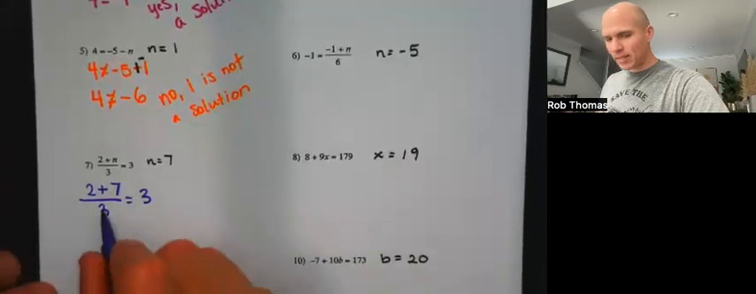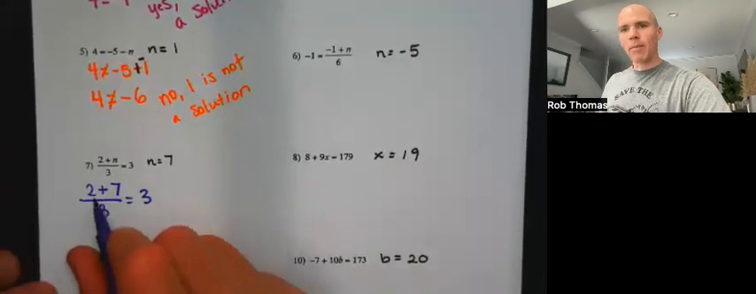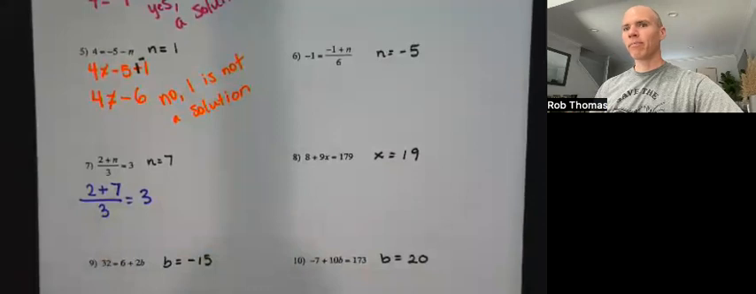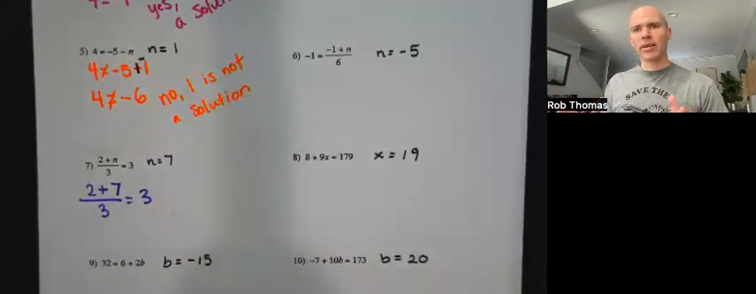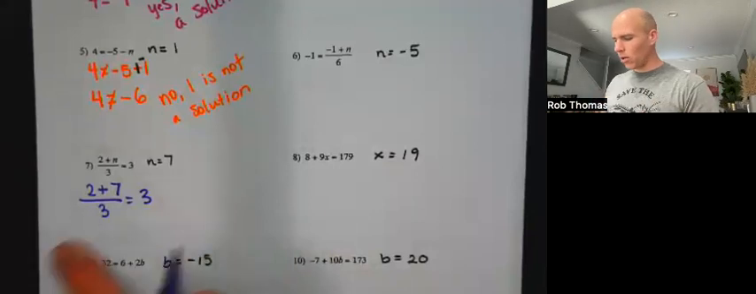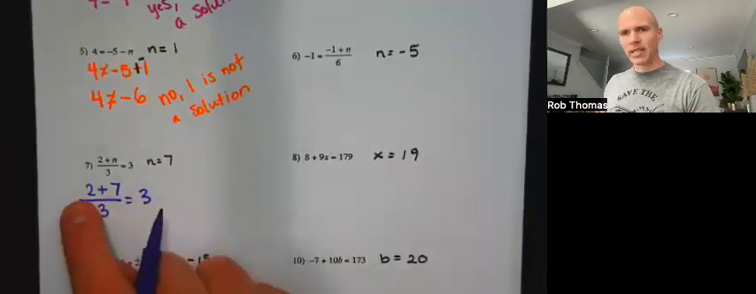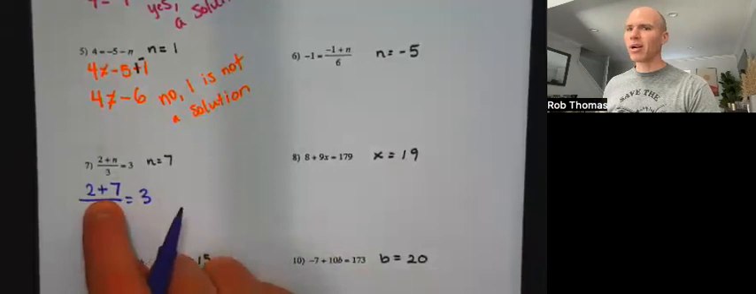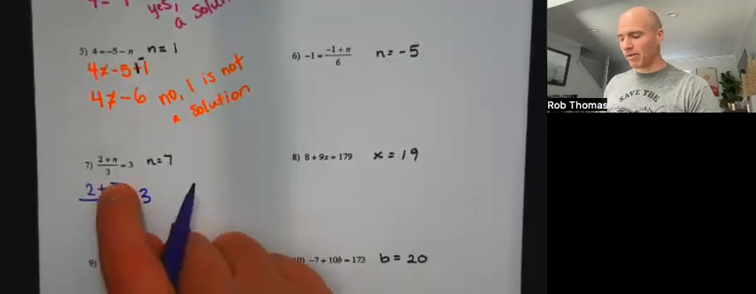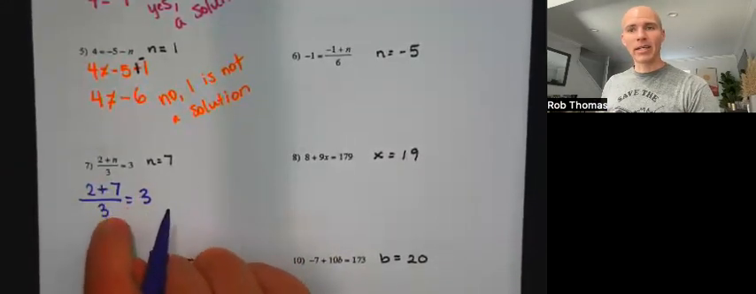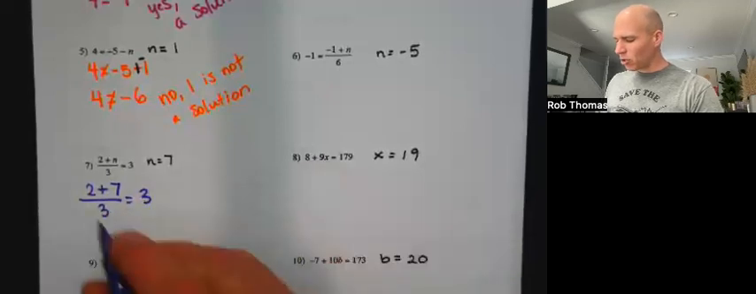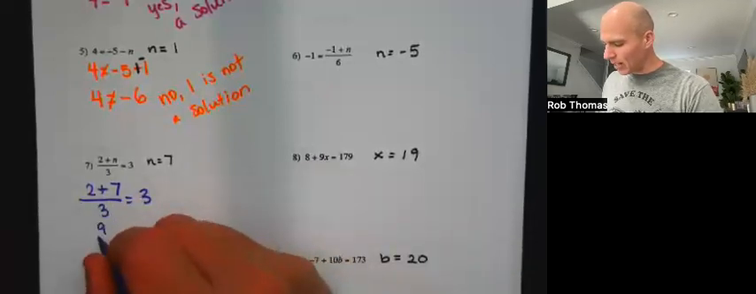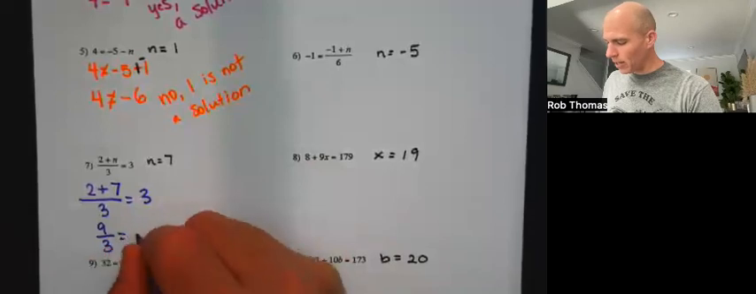So I'm going to write my next step below where I'm only going to do my first step, which is things that are grouped together. Wait, what's grouped together here? Well, the 2 and the 7 are grouped together because they live together on top of this fraction bar, meaning, hey, you got to do this 2 plus 7 before you can divide anything by this 3 down here, right? So 2 plus 7 is 9. We got 9 over 3 equals 3.